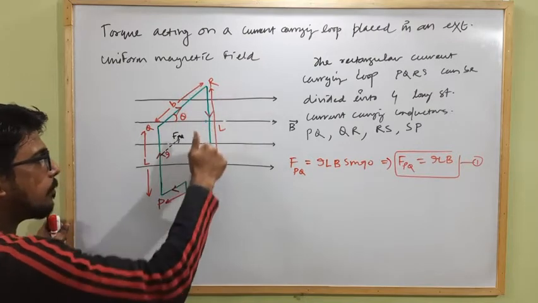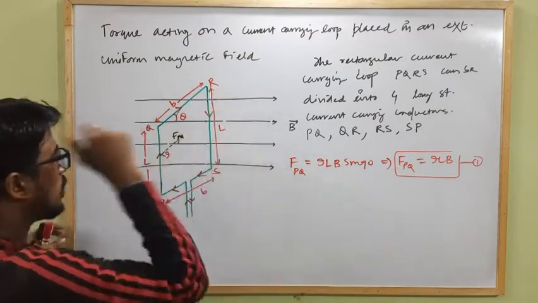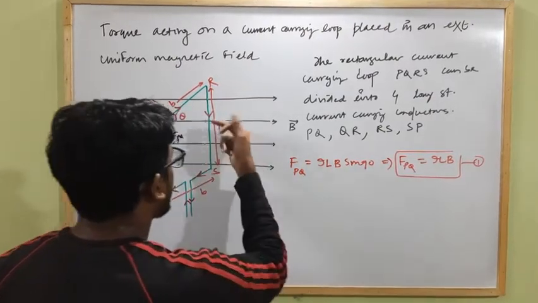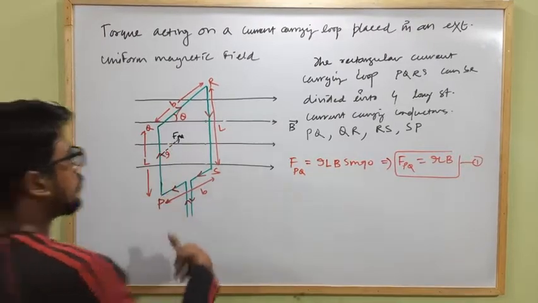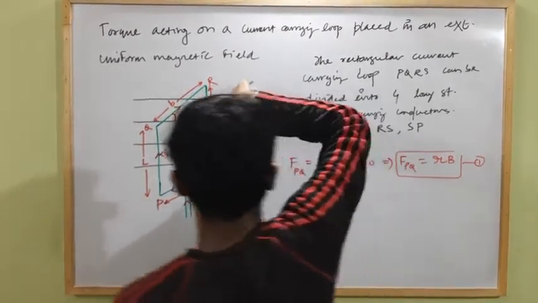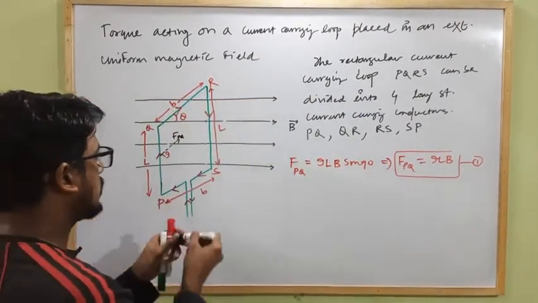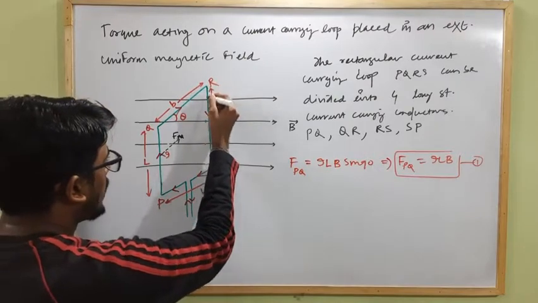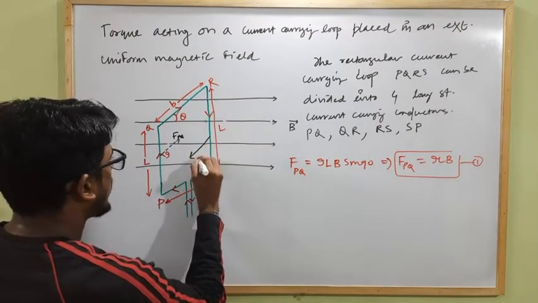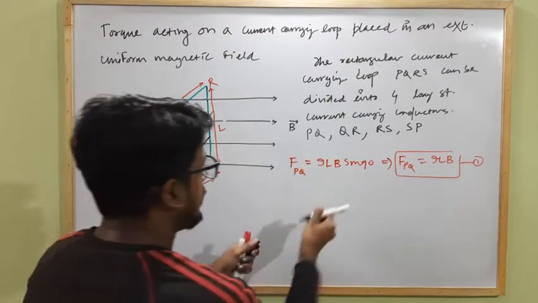Okay. Similarly, if I am considering the current carrying conductor RS, which is similar to that of PQ but carrying current in the opposite direction, the length is the same L, the B direction is the same, but here the current is in the opposite direction. So for this, the magnitude will remain the same, but the direction of force will be opposite to that of PQ, because at this position the current is moving downward, the magnetic field is along this direction, so the palm is outward. So at this point the force acting on the current carrying conductor RS will be outward. This is F of RS. Clear?